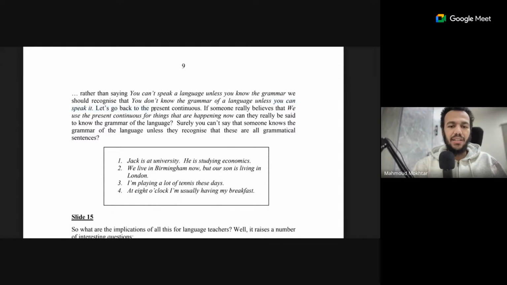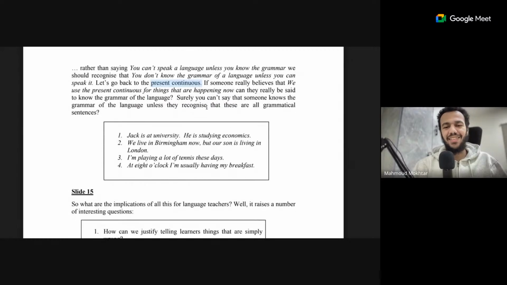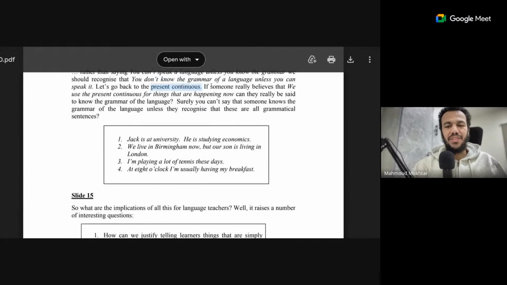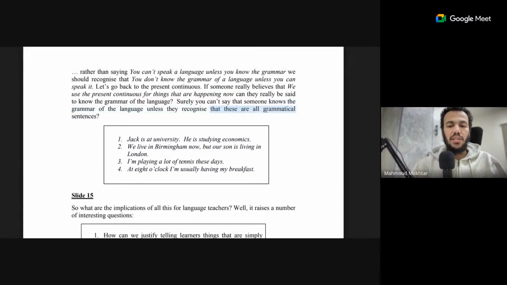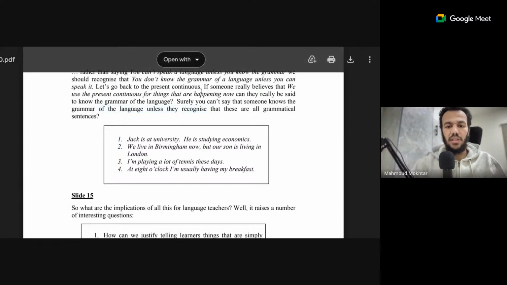Okay. Rather than saying you can't speak the language unless you know the grammar, we should recognize that you don't know the grammar of a language unless you can speak it. Let's go back to present continuous. If someone really believes that we use the present continuous for things that are happening now, can they really be said to know the grammar of the language? Surely you can't say that someone knows the grammar of the language unless they recognize that these are all grammatical sentences.